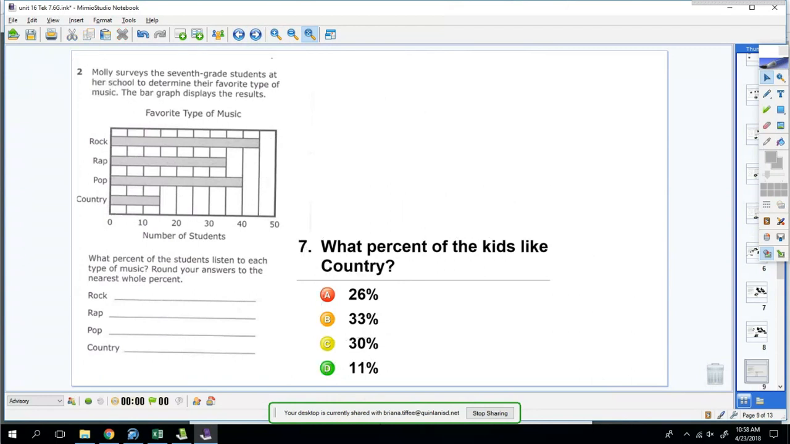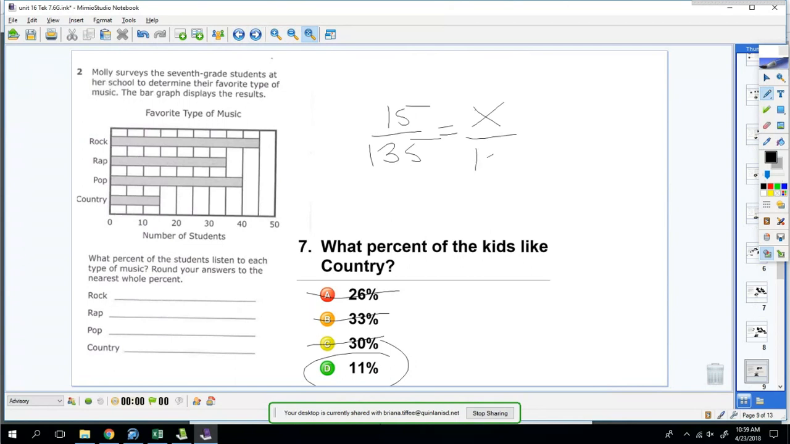Okay, country. Country here is the smallest one with only 15 people out of a total of 135. So we know it can't be 30. It can't be 33. We also know 26 is too big because that's what rap is. So we know it has to be 11%. Let's just prove that. Again, use the power of elimination to help you answer these questions.